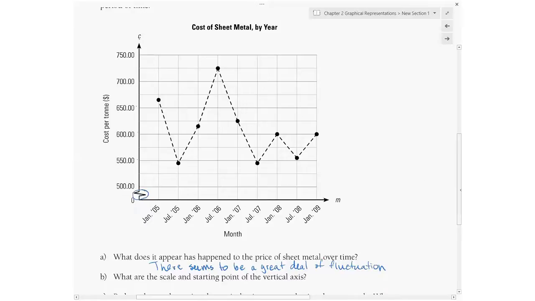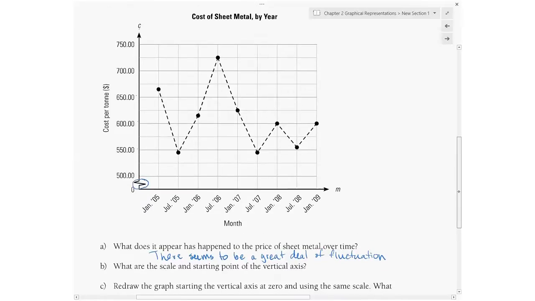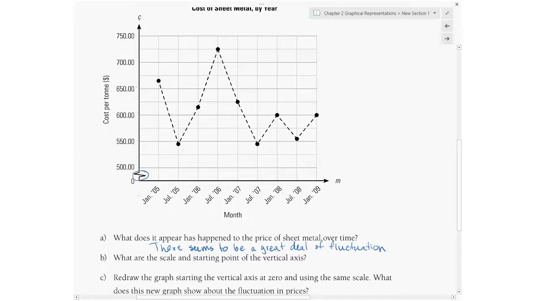What are the scale and starting point of the vertical axis? Well, we start at 500. I mean, here's 0 down here, but really we're starting at 500. So it starts at $500 and then increases by $50 each time.